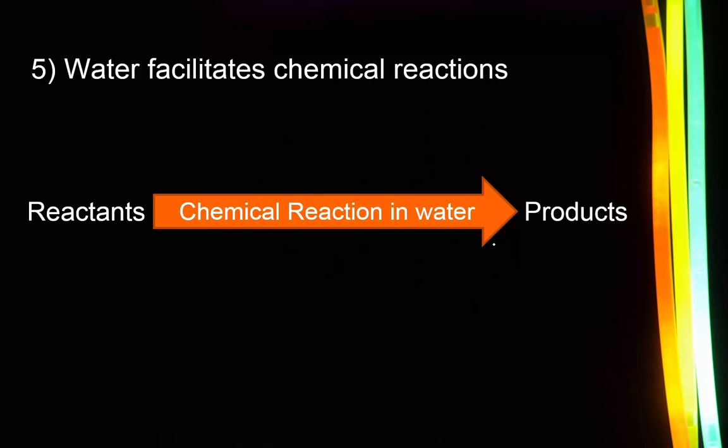So you could think of taking, for example, a sugar molecule and breaking it down into smaller sugars. That happens in our body often, and that chemical reaction would happen in water. So water really helps chemical reactions occur, basically. So those are the 5 pretty important, unique characteristics of water that are important for life.